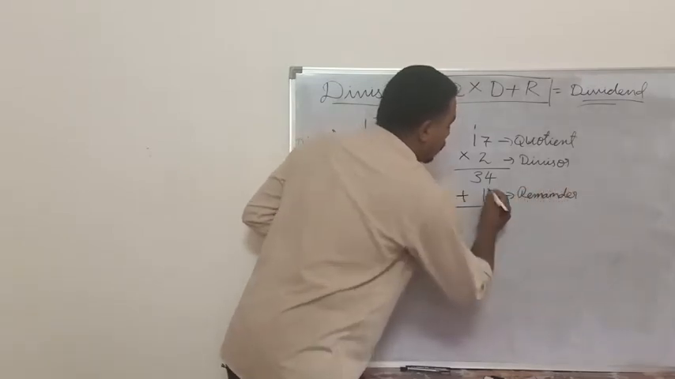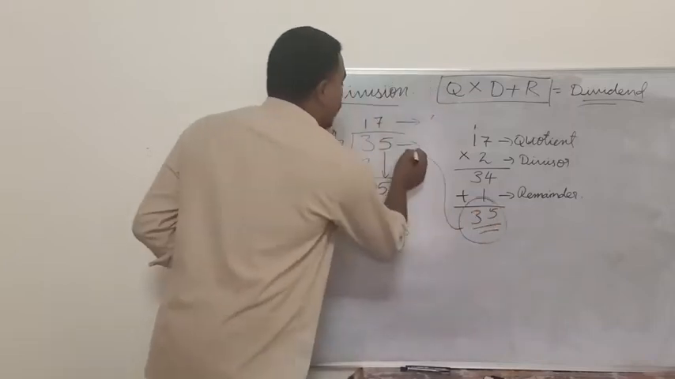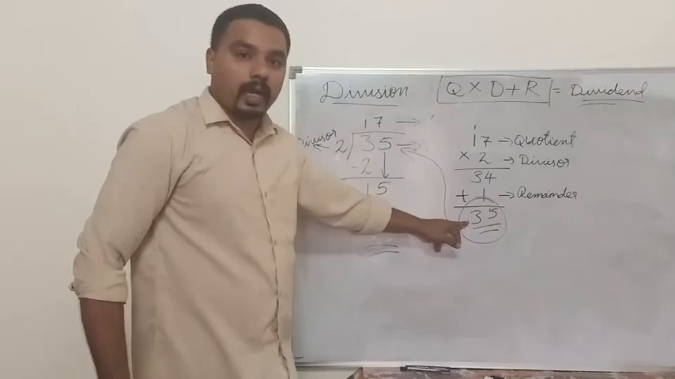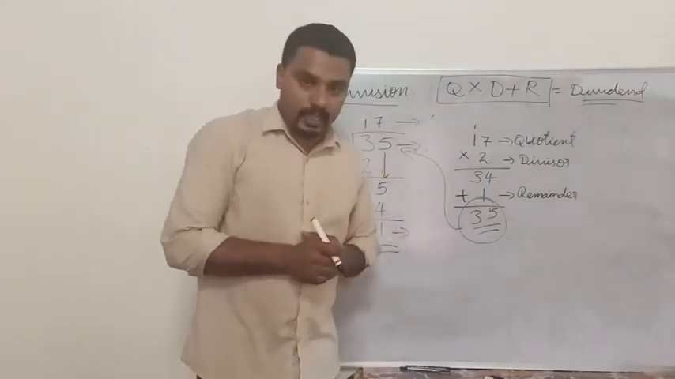This is the remainder. So 4 plus 1, 5, 3. See, we have got 35. Understand? We have got the product 35. So in this way we can check it.